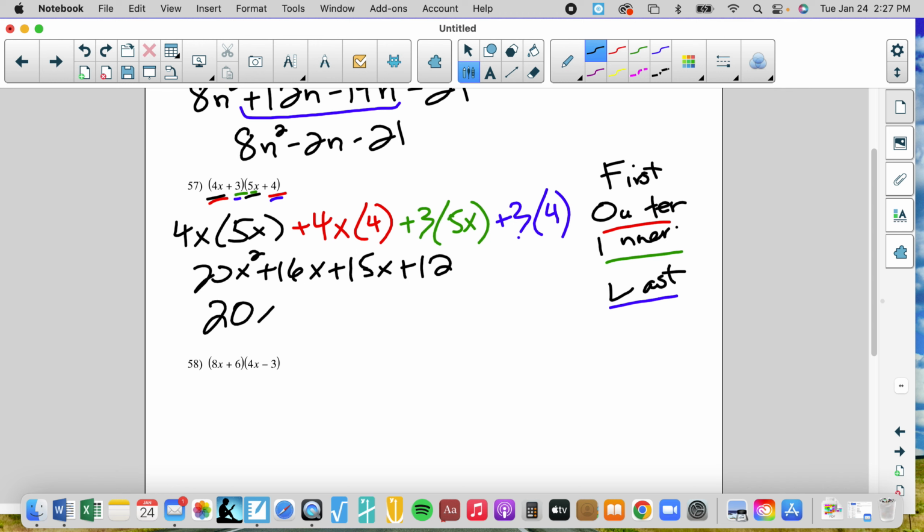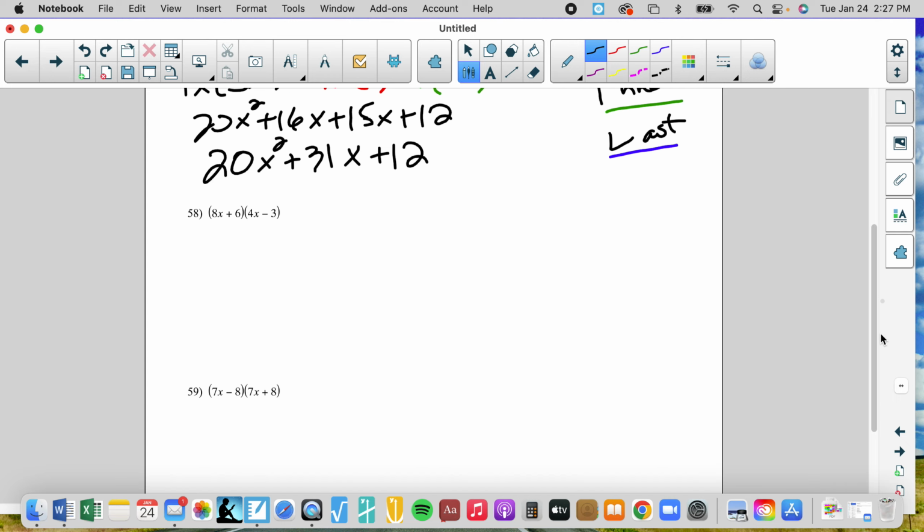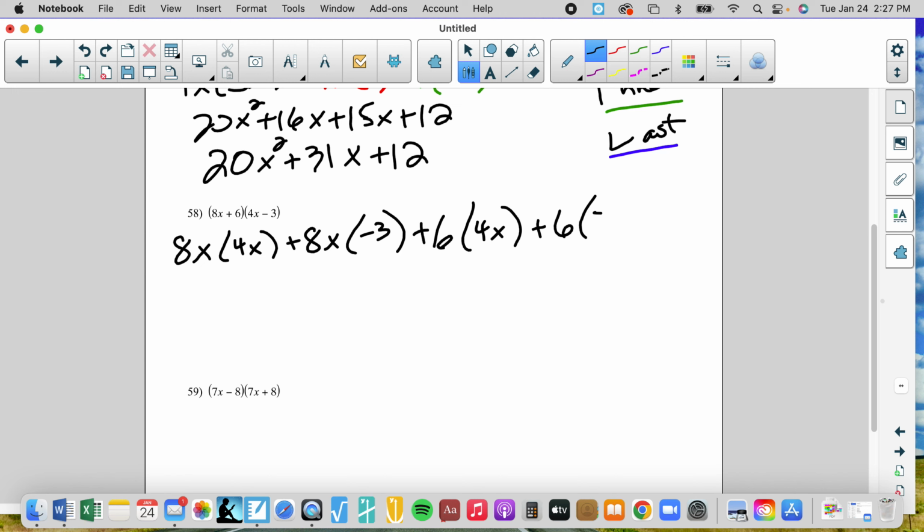We get 20x squared plus 31x plus 12. I'm going to do the double distribution. 8x times 4x plus 8x times negative 3 plus 6 times 4x plus 6 times negative 3. That is 32x squared minus 24x plus 24x minus 18.